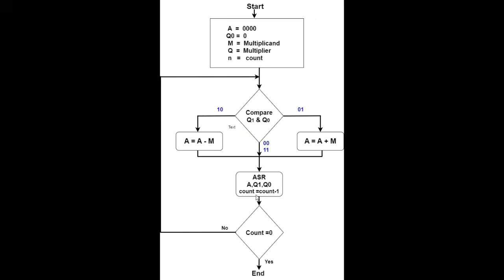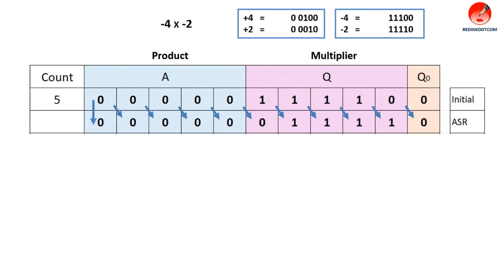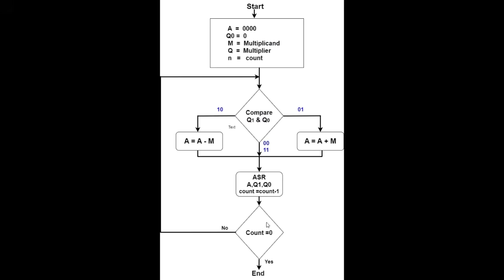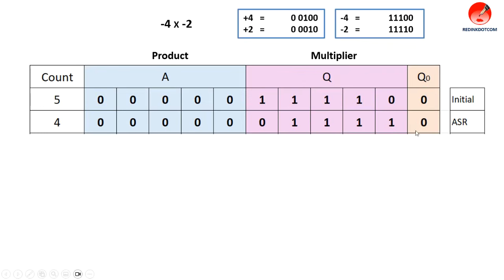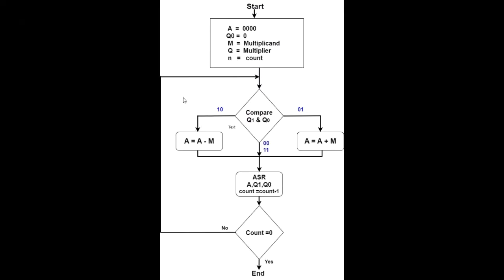After that we can reduce the count value. So the count value 5 becomes 4. Then you can check whether the count equal to 0. Now the count value 4, you can repeat this operation again. Again you compare Q1 and Q0. Now Q1 and Q0 is 1, 0. 1, 0 means we have to do A equal to A minus M.